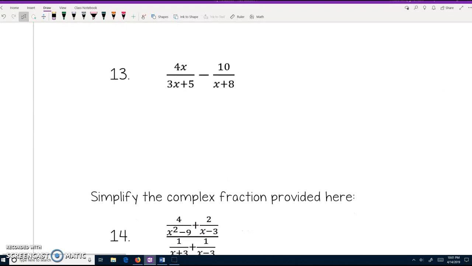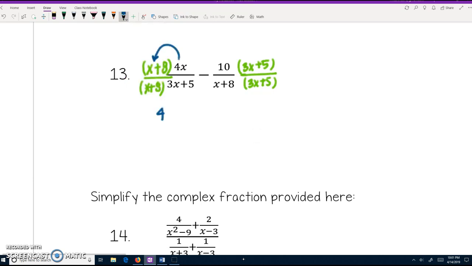Then, number 13, we have some subtraction going on. Now this one, I don't have to do any factoring. I can just tell right from the get-go that my denominators are not the same and don't share anything in common. And so for that reason, everything on the left is going to need an x plus 8, and everything on the right is going to need a 3x plus 5. So I'm going to go ahead and fill that in. X plus 8 here, and then x plus 8 down below here. Everything over here is going to need a 3x plus 5 up top, and then a 3x plus 5 down below. So I'm just going to go ahead and multiply up top.